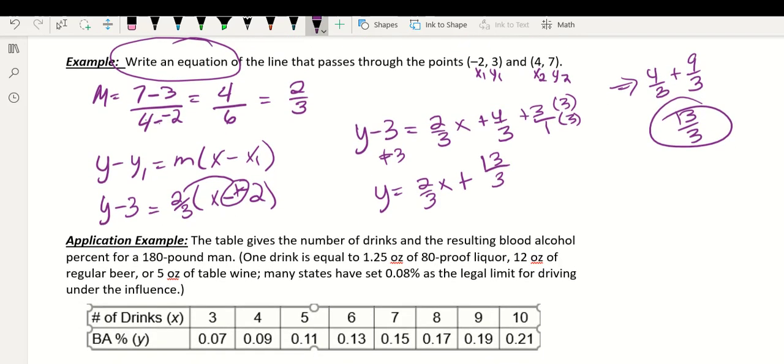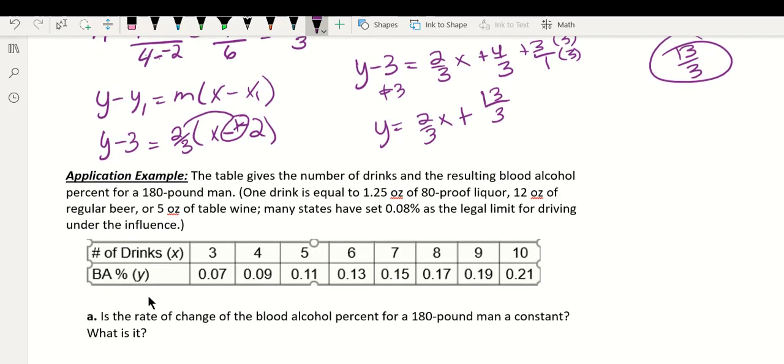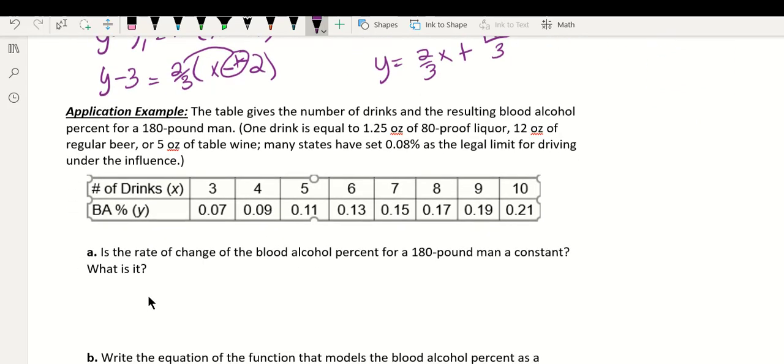All right, so really quickly, because my time is really rolling, an application example. The table gives the number of drinks and the resulting blood alcohol percent for a 180-pound man. One drink is equal to 1.25 ounces of 80 proof liquor, 12 ounces of regular beer, or 5 ounces of table wine. Not sure who drinks table wine. Many states have set 0.08 as the legal limit for driving under the influence.